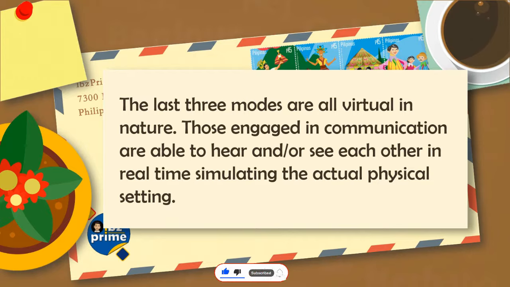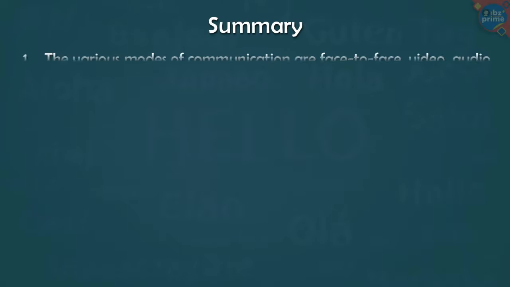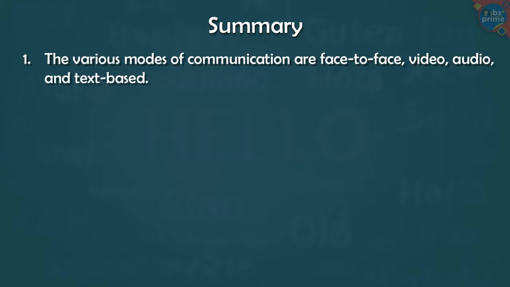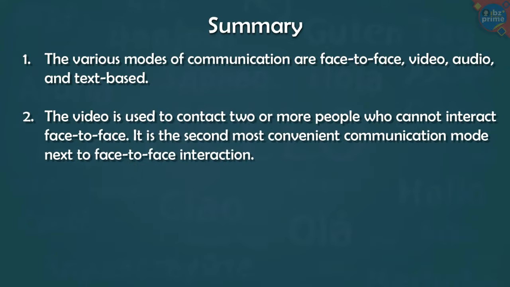Those engaged in communication are able to hear and or see each other in real time, simulating the actual physical setting. To sum it up, the various modes of communication are face-to-face, video, audio, and text-based. The video is used to connect two or more people who cannot interact face-to-face. It is the second most convenient communication mode next to face-to-face interaction.